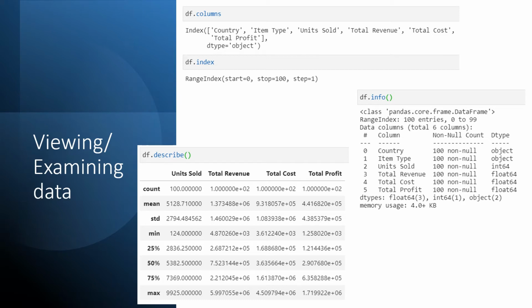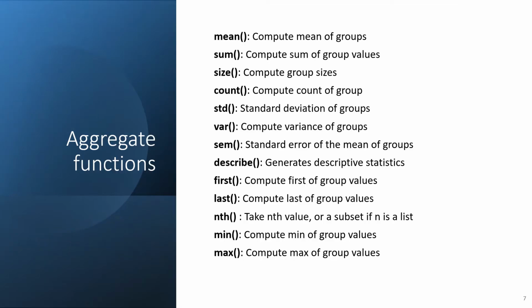df.describe will present a statistical summary of the data frame: the count, mean, standard deviation, quartiles, etc. When working with a dataset, it is a good idea to compute summary statistics. They can tell you more about your dataset, for example, about outliers and the symmetry of your dataset. Pandas library has several aggregate functions that you can use to summarize a dataset. And here I have provided a list of them.